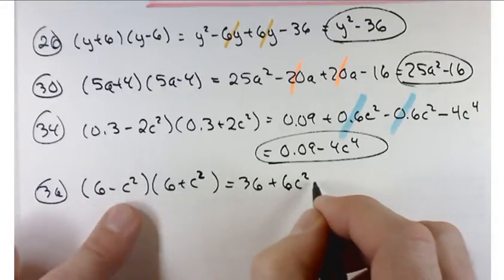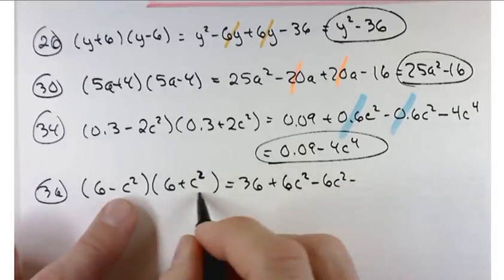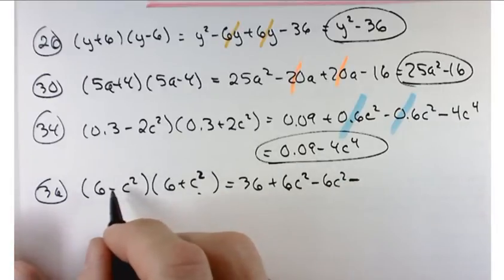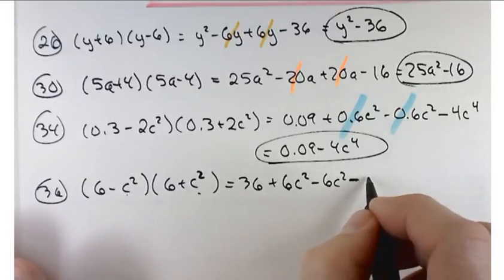Mm-hmm. Excellent. Good. Well, you're multiplying them, right? So minus times a plus is a minus. C squared times c squared gives you c to what power?